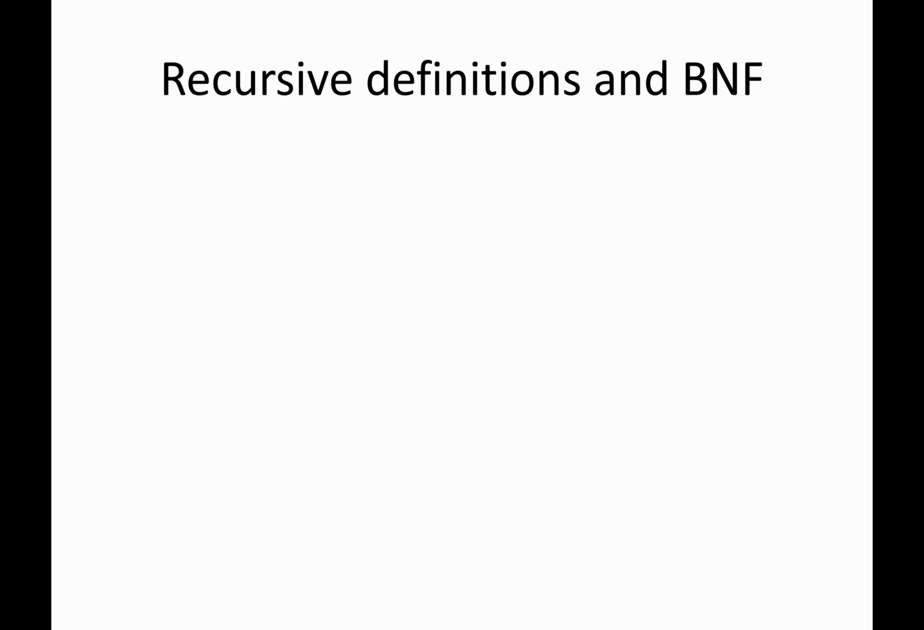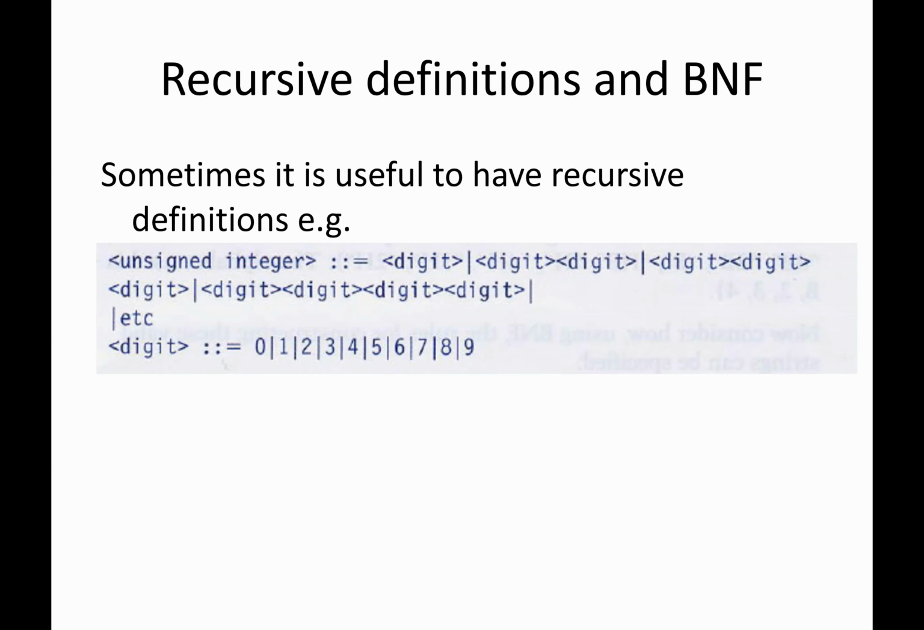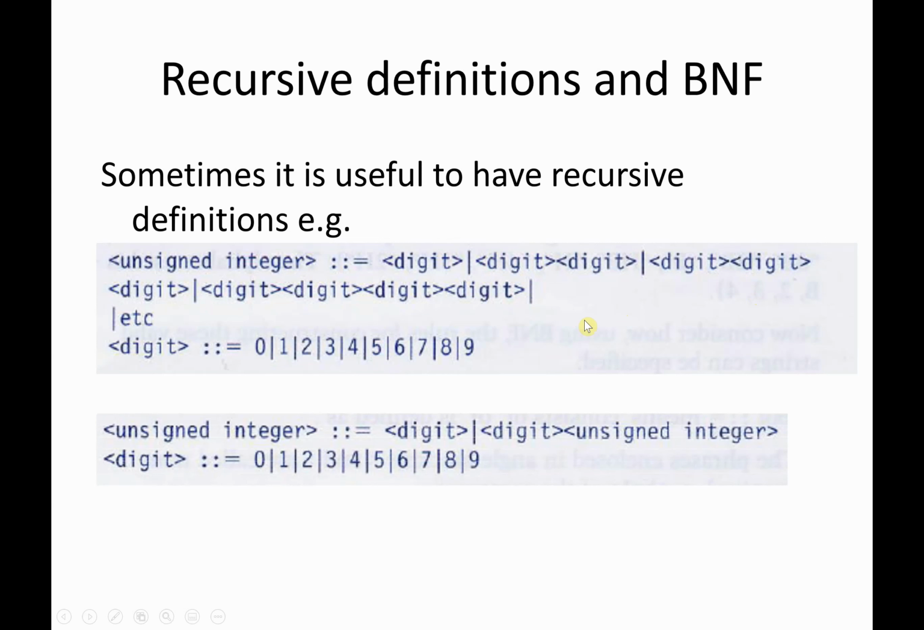Now, where it does become useful is that it can be recursive. So here's an example, unsigned integer. Remember, an unsigned integer is always positive, so it could be a digit, or 2 digits, or 3 digits, or 4 digits, and so forth. A digit is defined here as these values there. Obviously with digits we have to define each one of those, but you can't expect people to keep adding more and more there for every digit that's possible. So what we could have is this.